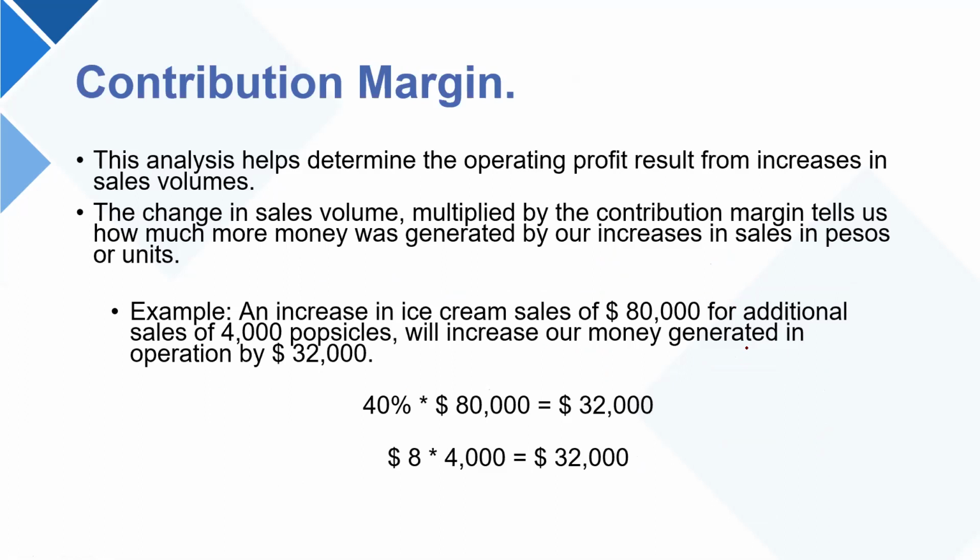Okay, thank you. So we are telling our ice cream maker friend that if he sells 4,000 more ice creams, he's going to get, after paying for the raw materials and all the variable costs, 32,000 pesos. Okay, I get it now. Thank you.